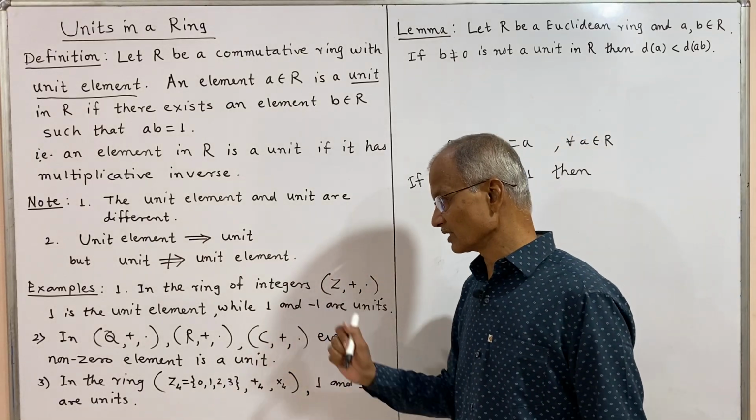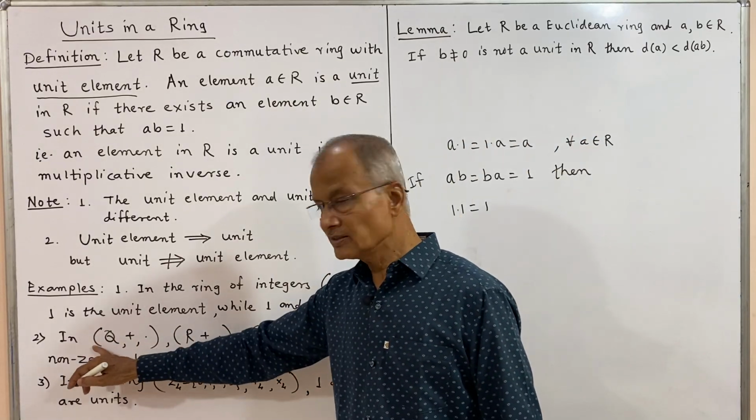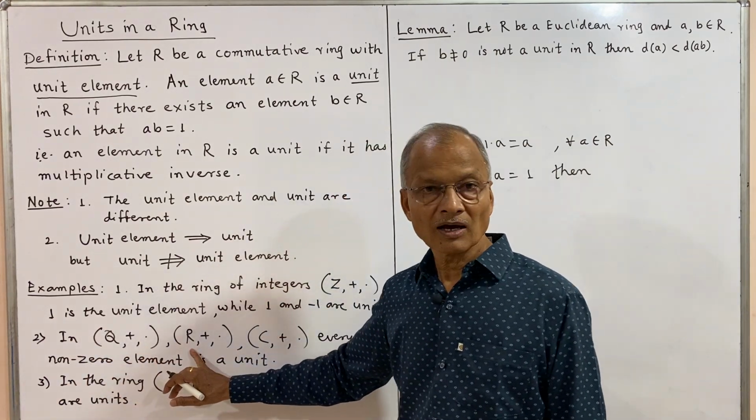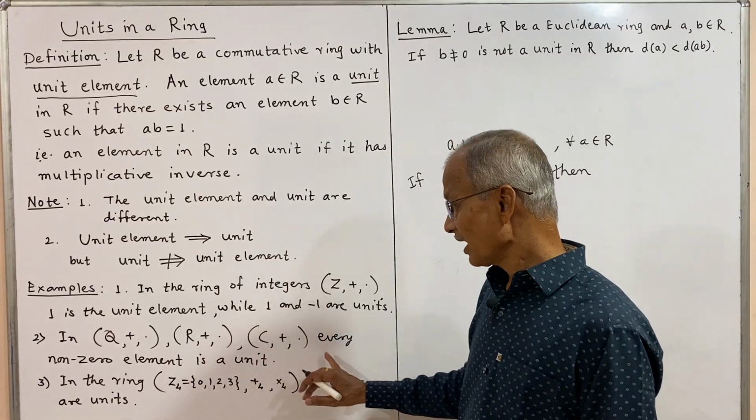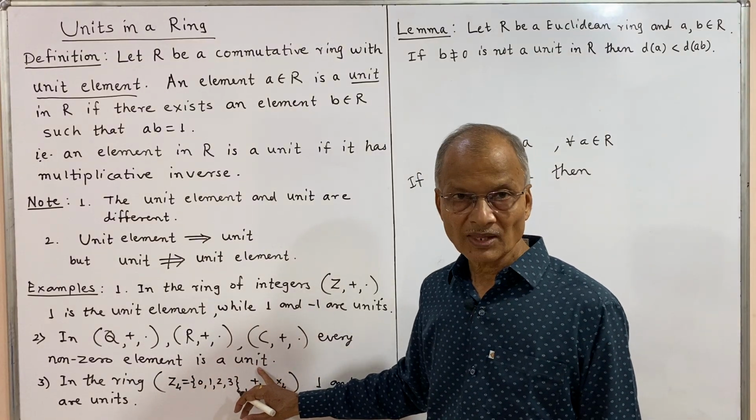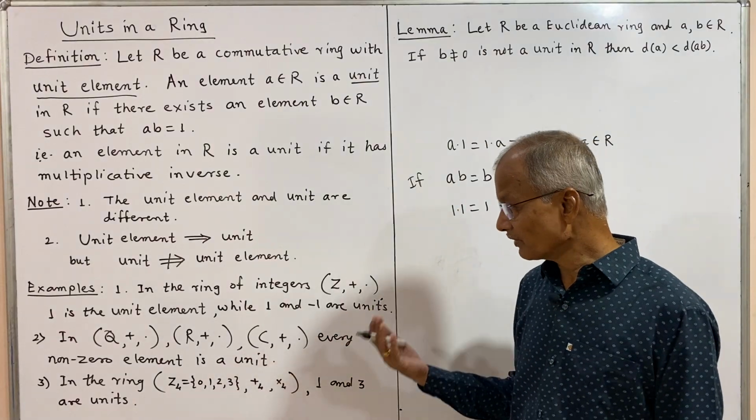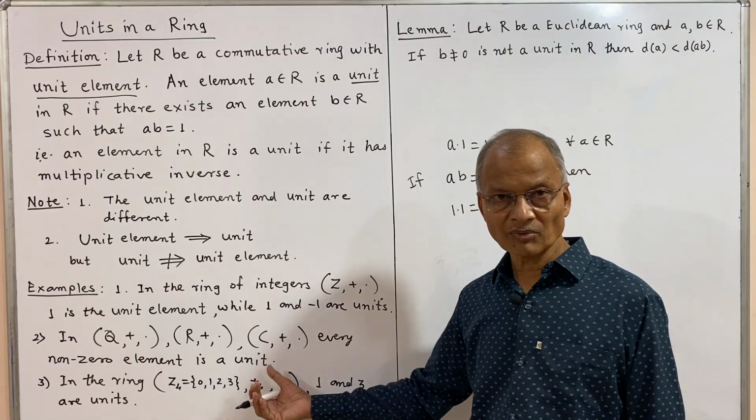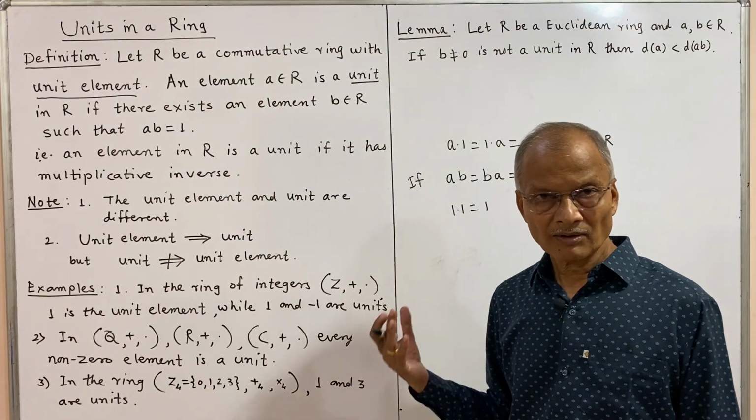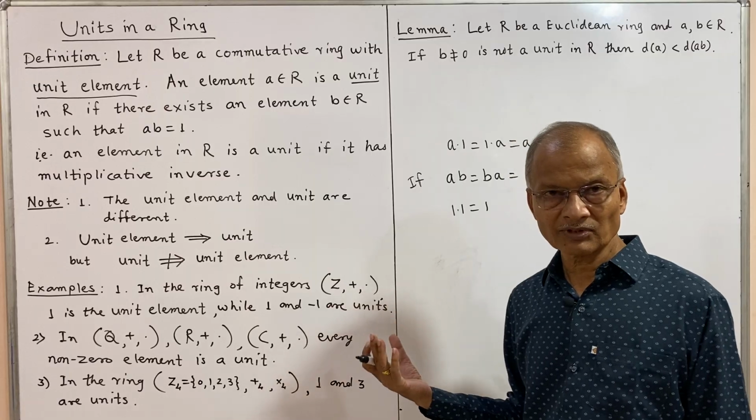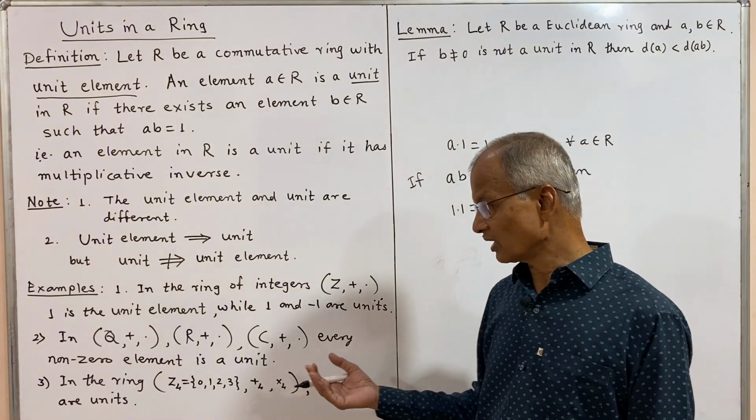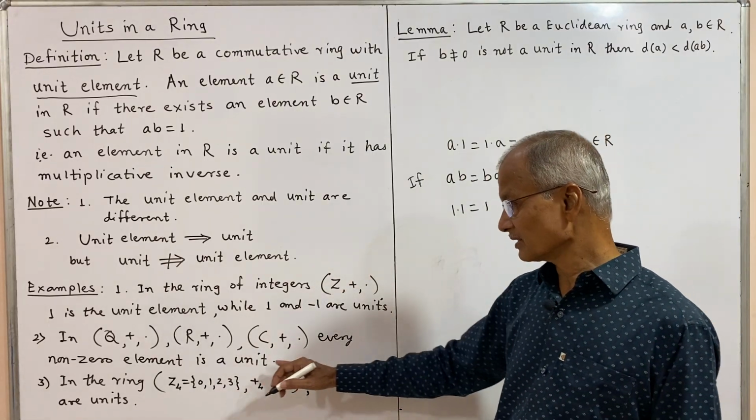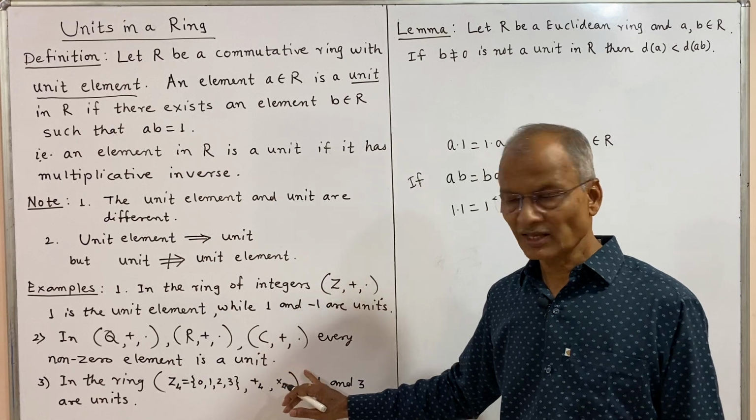In the ring of rational numbers with usual addition and multiplication, the ring of real numbers, and the ring of complex numbers, every non-zero element is a unit. Or in other words, in any field, every non-zero element is a unit, because by definition a field is a commutative ring with unit element in which every non-zero element has a multiplicative inverse. So every non-zero element in a field is a unit.